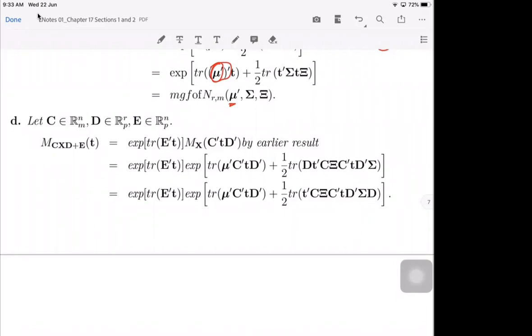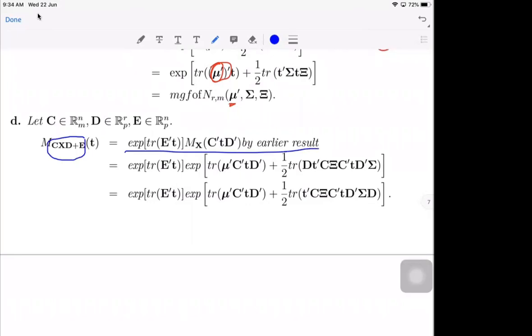Here, what we are doing is we transform our x into CXD plus E. So by the earlier result, if it is equal to CXD plus E, we can write it as the moment generating function of x at C prime TD times the exponential of trace E prime T. And then you know that x here is normally distributed, so it must have this moment generating function.